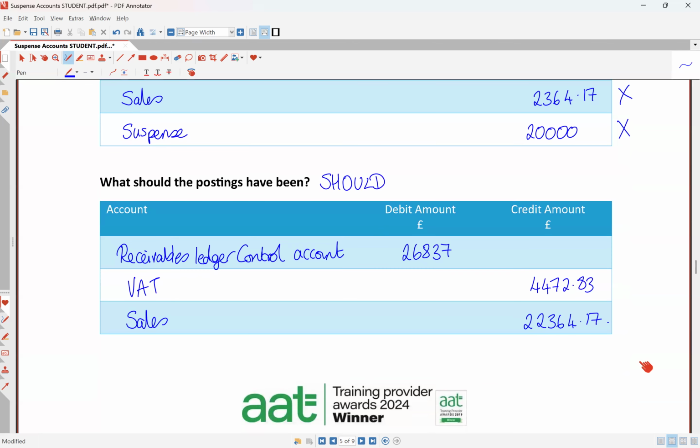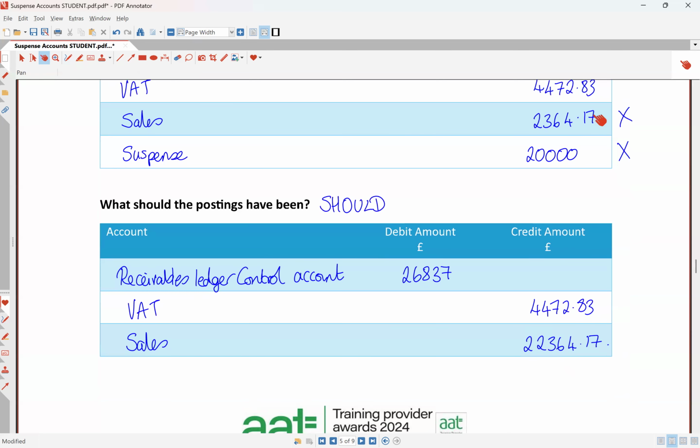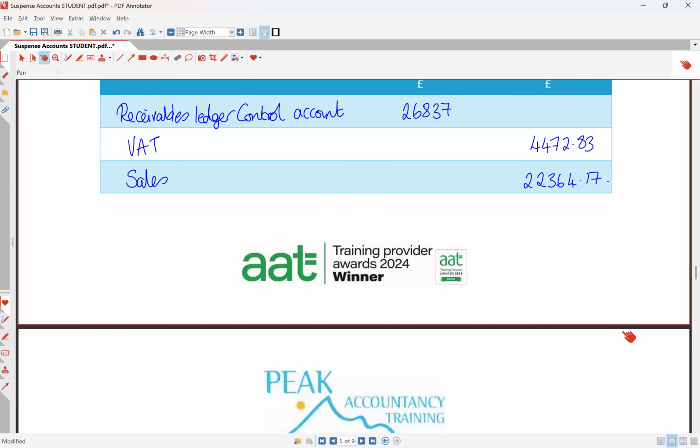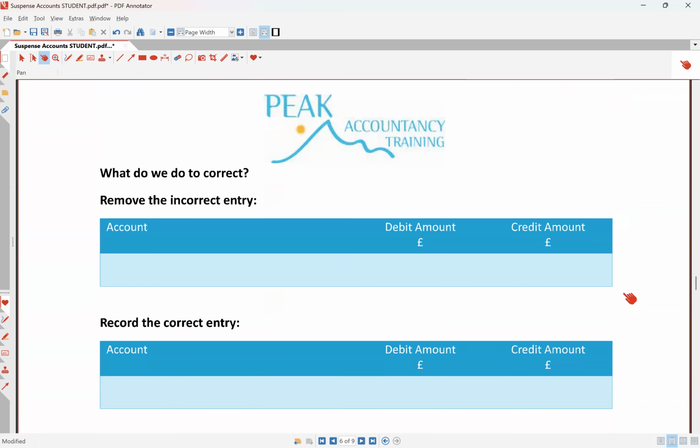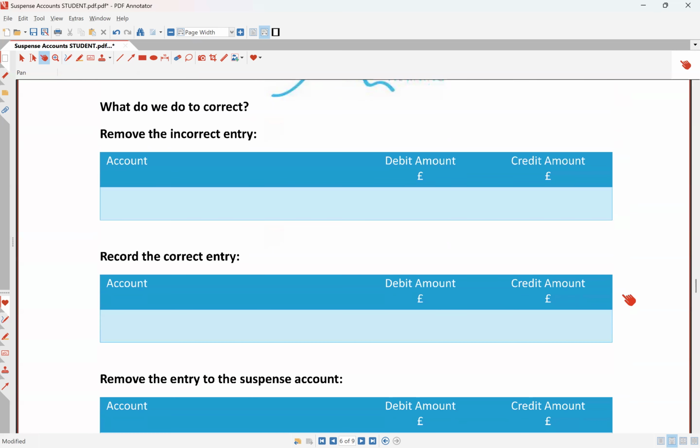Now, as you can see, that's the amount we should have posted to sales, but that's the amount we did post to sales. Therefore, we now need to make a correction. Now, what do we do? I've presented it this way because I have seen over time questions that look like this from the revision materials that we see online. So what do we do to correct the problem?